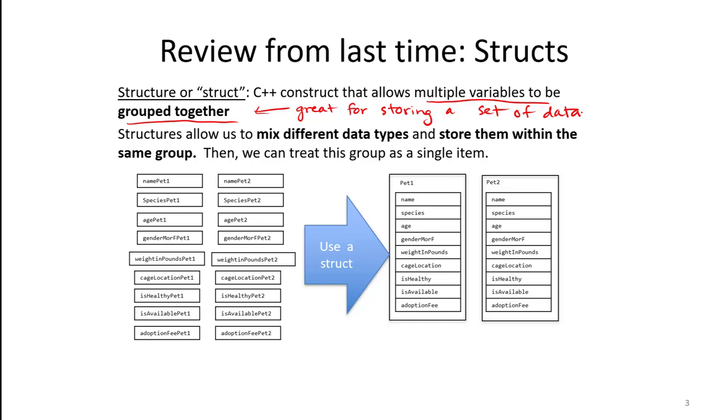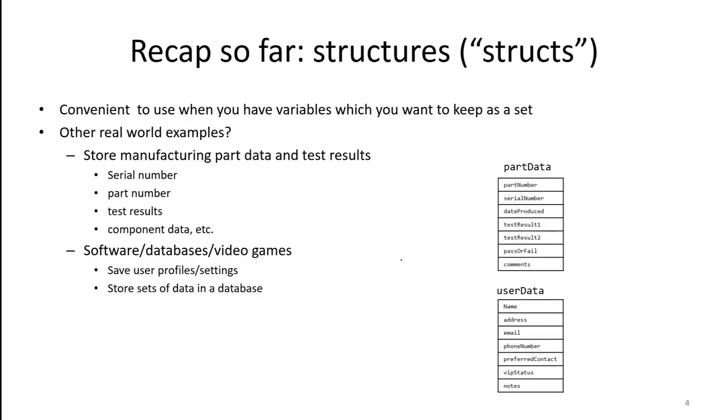So it's really convenient if we want to store a set of different variables together, we declare a struct. And we saw that example where we could take the data for a given pet and group all its different data, including strings, ints, and bools, together into a single struct. And then once that struct was declared, we could use that struct to create additional variables of that custom type. So we learned that structs are really convenient to use when we have variables that we want to keep grouped together as a set.